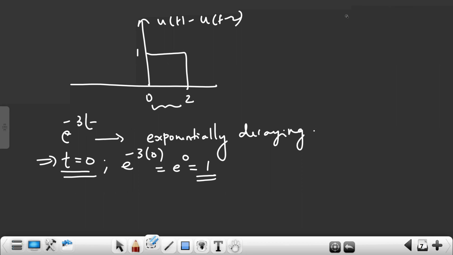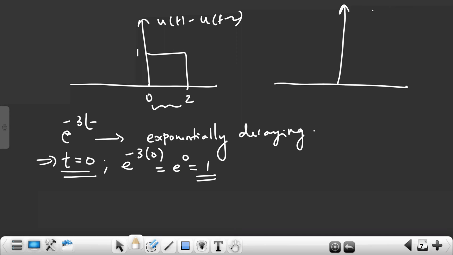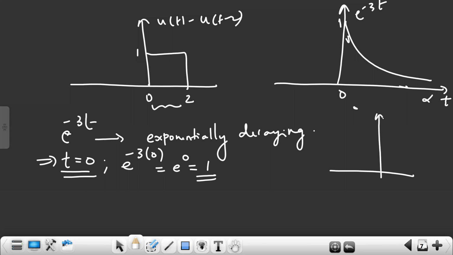See, this was your u of t minus 2. And what was your e raised to minus 3t? E raised to minus 3t can be like this. At infinity, it will become 0, isn't it? And its value is 1 at t equal to 0, as I told you before. Now you multiply these two. One is from 0 to infinity, the other one is from 0 to 2. So if you multiply these two, commonly this is 1 into e raised to minus 3t, which is e raised to minus 3t. But the thing is that it will exist only from 0 to 2.